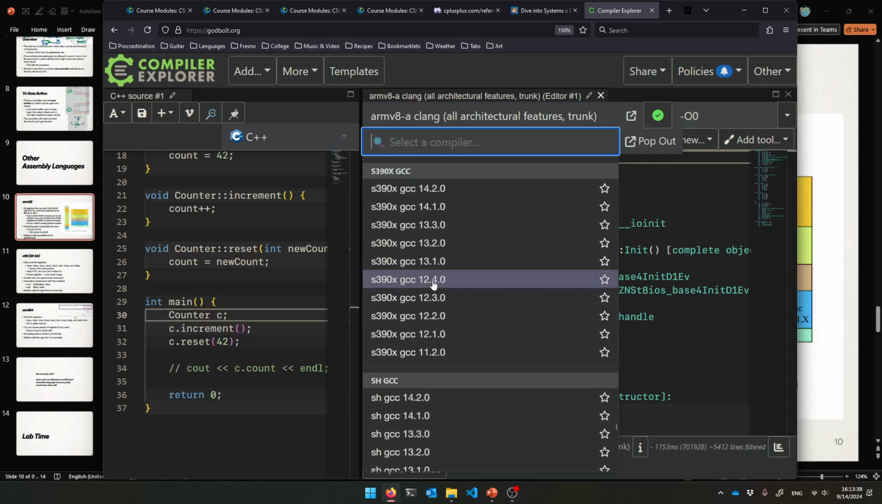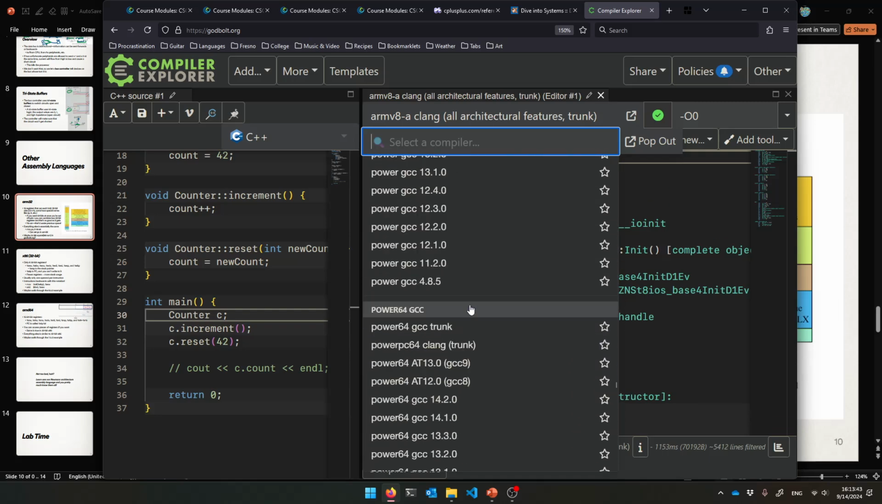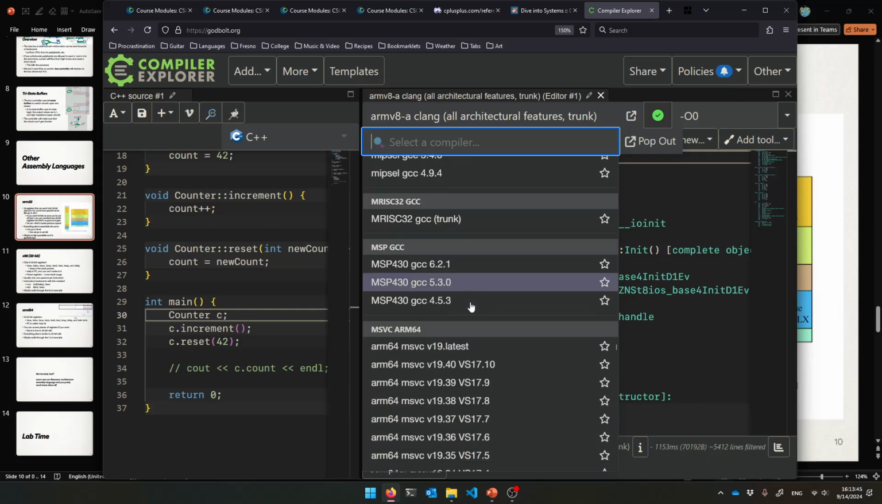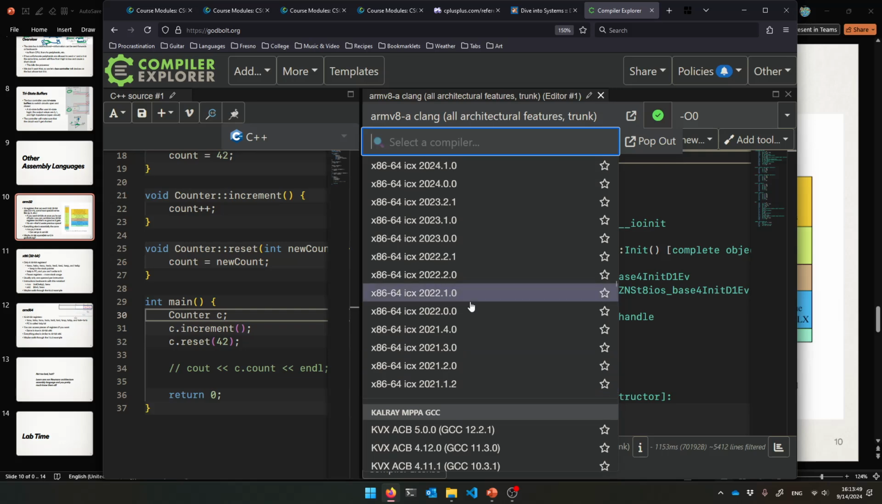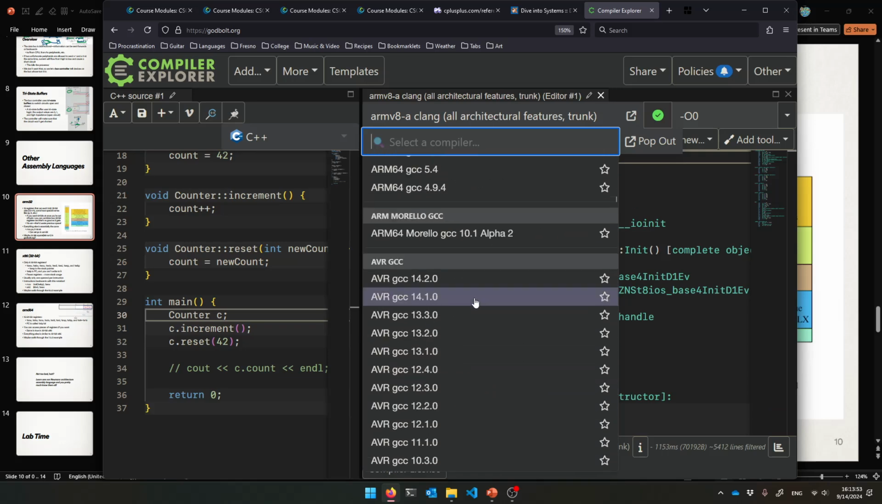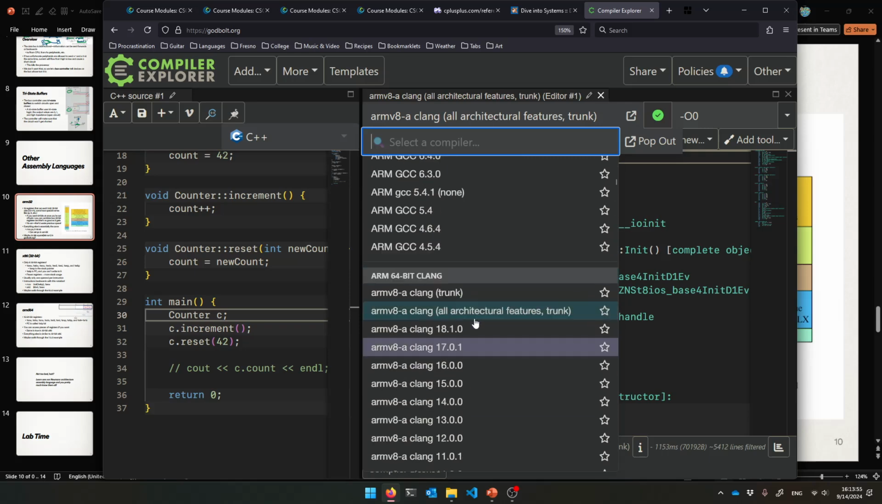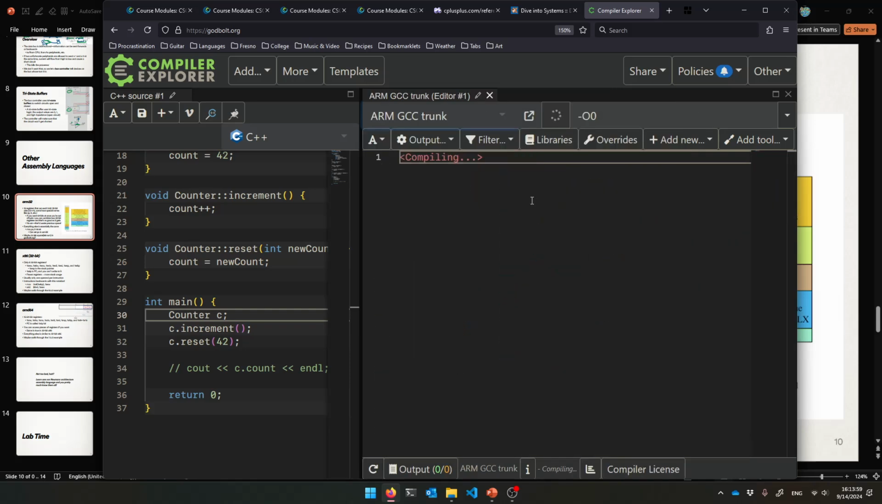RISC-V is a cool new kind of processor. I really don't see it. They might have got rid of it. That's way too bad, I swear it was here a year ago, but they might not have it anymore. There's 64-bit ARM. Okay, there's just normal ARM. There we go. Cool, we found it.